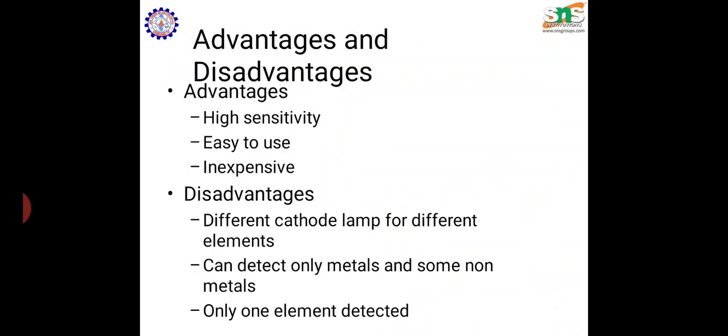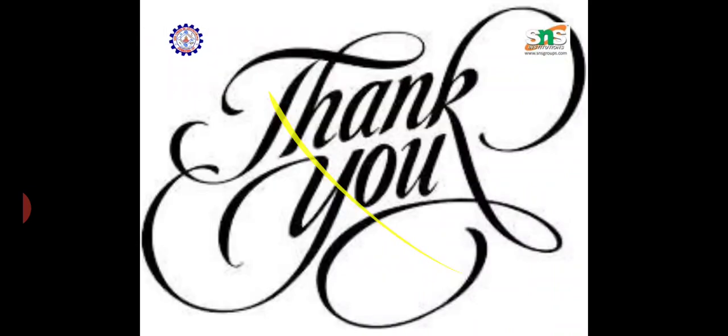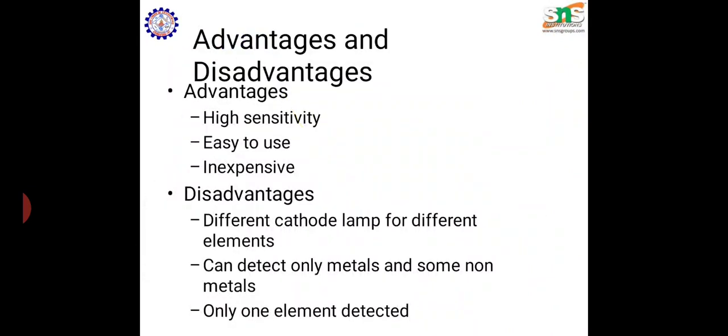It can detect only certain metals. Not all the metals can be detected, and it also detects only certain non-metals. With this, we cannot detect all the elements found in the periodic table. Certain things have some restrictions. Only one element can be detected at a time. But recently there are advanced equipments, so several metals can be detected at one time.